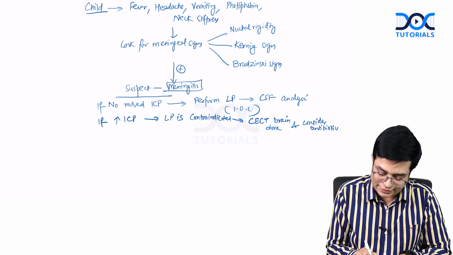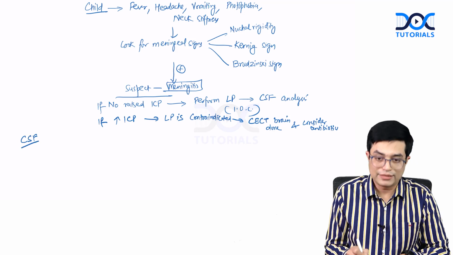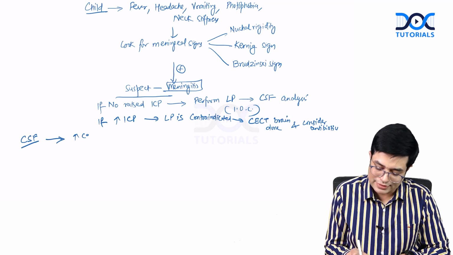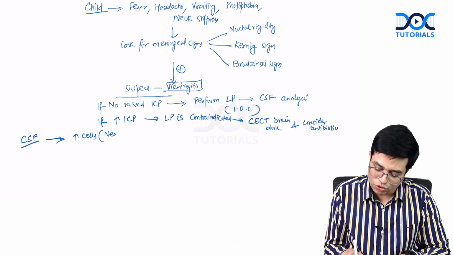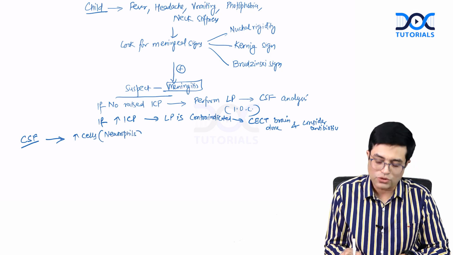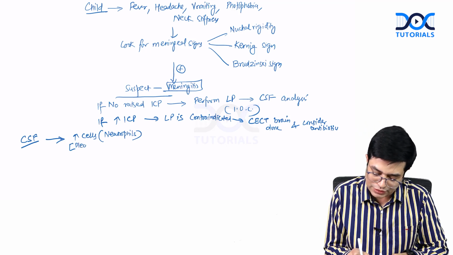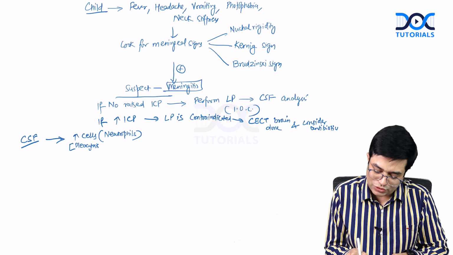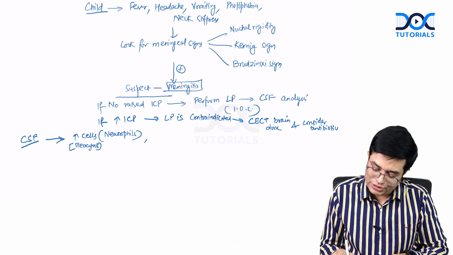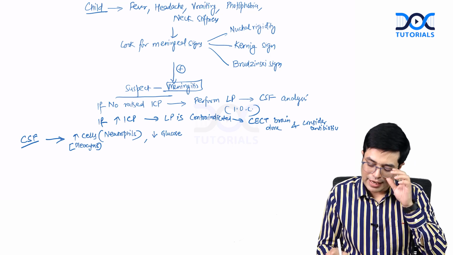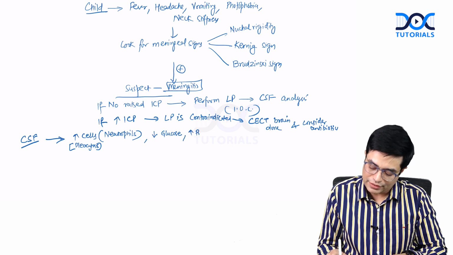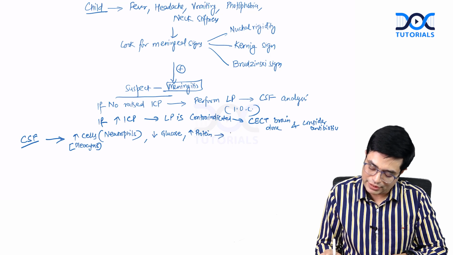Now, when you do CSF, if you find that the patient is having raised cells, majorly they are neutrophils. Raised cells is also called as pleocytosis. So, pleocytosis is of neutrophil variety. The patient is having low glucose and the patient is having raised protein. In these patients, you should suspect a pyogenic, also called as bacterial meningitis.